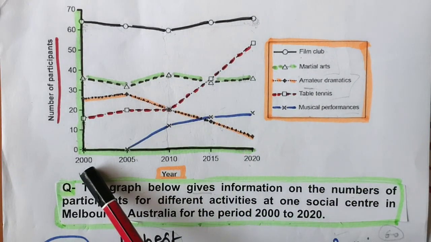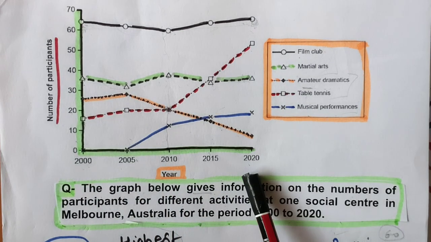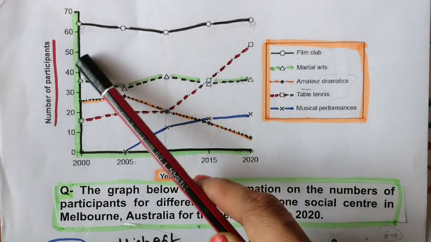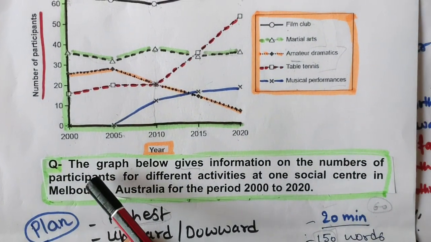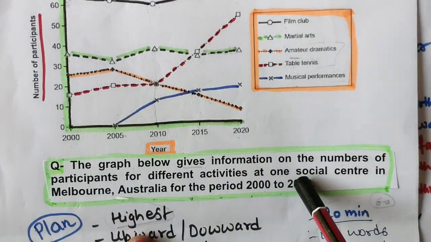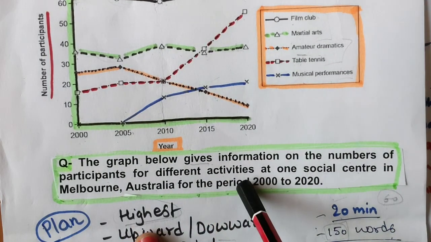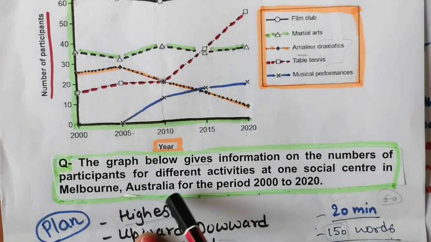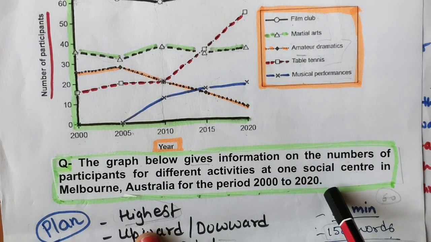Here I can see it's starting from 2000 and finishing up to 2020, meaning a 20 year time period, and data is presented in number of participants. Let's read the question statement. The graph below gives information on the number of participants for different activities at one social center in Melbourne, Australia for the period 2002 to 2020.